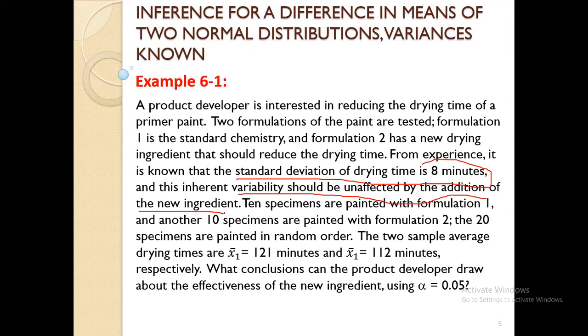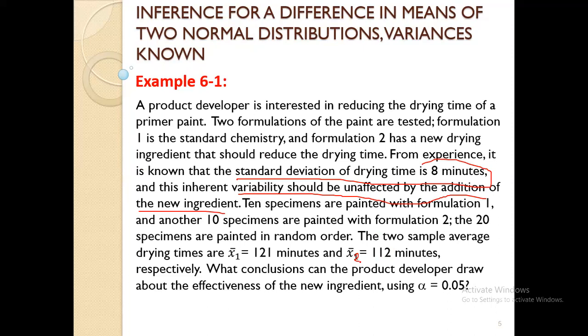Okay, for this we take a sample of 10 samples. 10 samples are taken with formula 1 and 10 are taken with formula 2. We take 10 samples for both techniques. The formula 1 for 10, formula 2 for 10 also. And total is 20. So n1 is 10, n2 is 10. And then we know the sample average drying time for sample 1 is 121. Sample 2, the size is 2, not 1, sorry. X bar 2 is equal to 112.